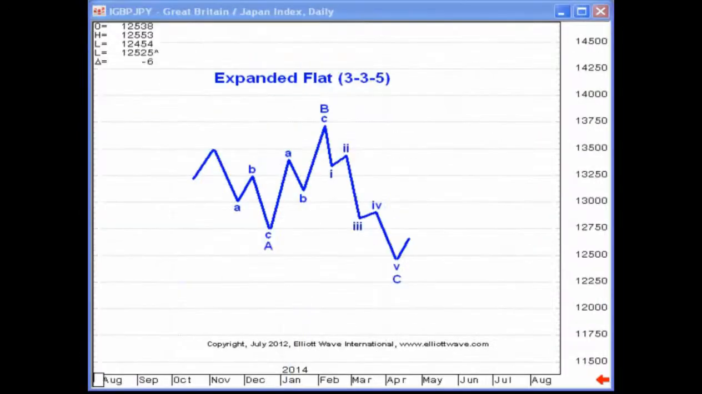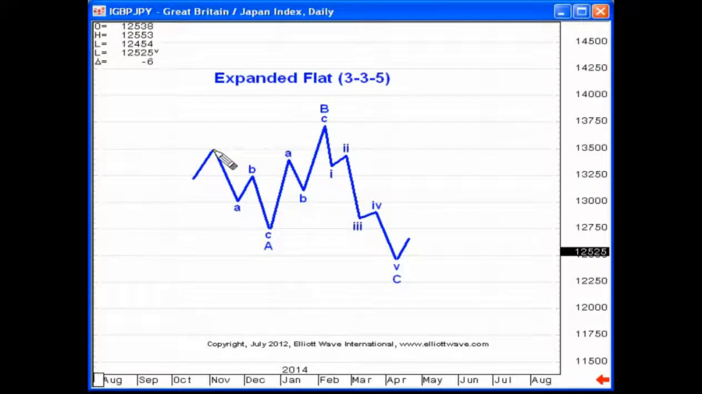Sometimes, on occasion, you'll find that wave B actually moves beyond the origin of wave A, as it does in this example. When that occurs, we call that pattern an expanded or irregular flat. But notice the substructure is still very much the same: three waves in wave A, three waves in wave B, followed by the five-wave structure in wave C.